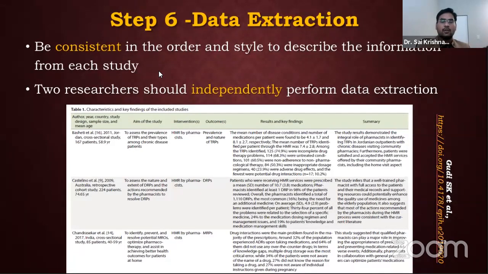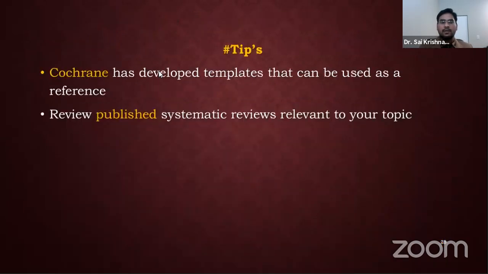Suppose you're not sure what data elements to pull out from a particular study, here is a tip. Cochrane has come up with excellent data extraction sheets, which you can make use of. Just Google Cochrane data extraction sheets, and you can find a couple of them. You can take one as a reference and follow those data sheets in order to extract the data from the studies which you have included. It will guide you very clearly.